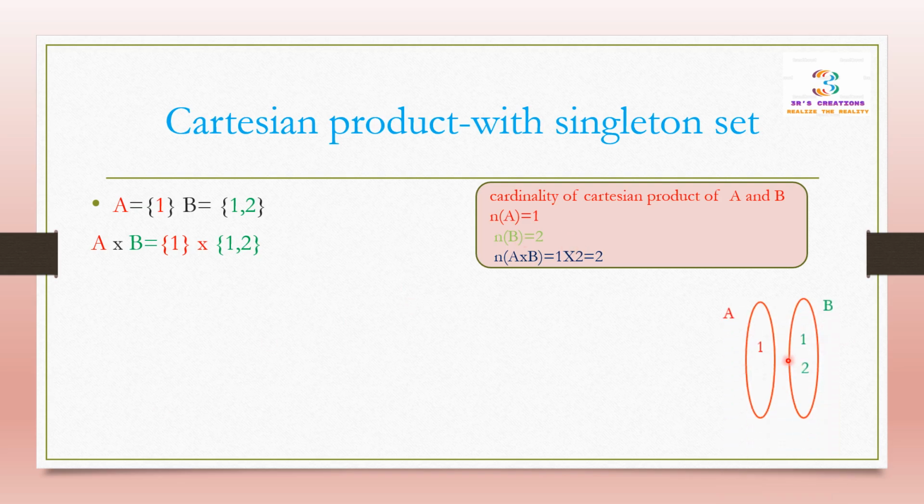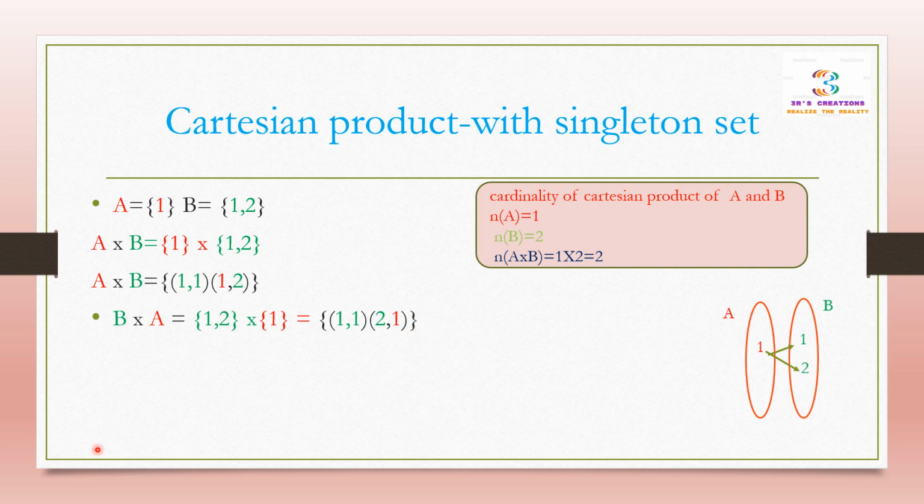Now A has one element and B has two elements, which is represented in an arrow diagram. One is paired with 1 and 2. So there are two possible outcomes. We got (1, 1) and (1, 2) in A cross B. Similarly, we got B cross A, that is (1, 1) and (2, 1). Now we can see (1, 1) in both the sets, that is A cross B and B cross A. But we can see (1, 2) in A cross B and (2, 1) in B cross A.